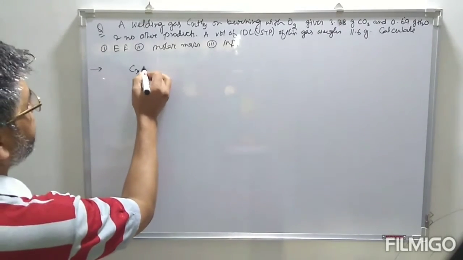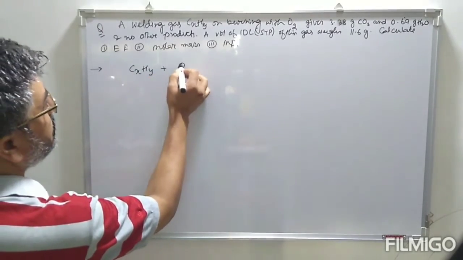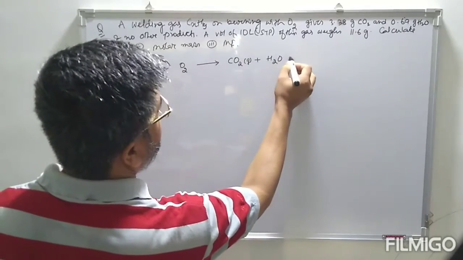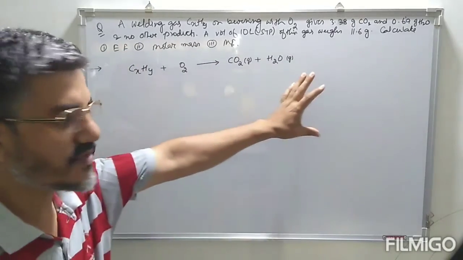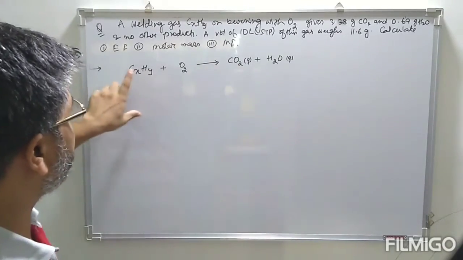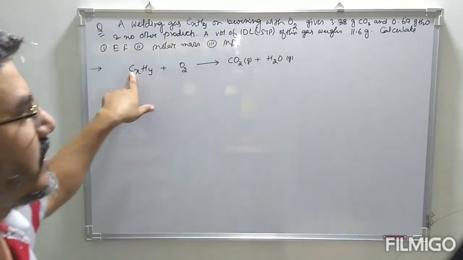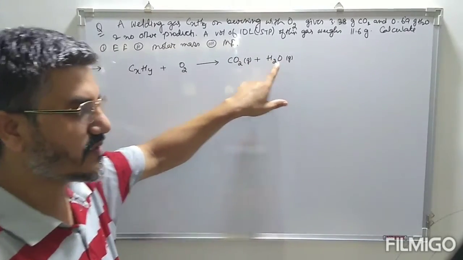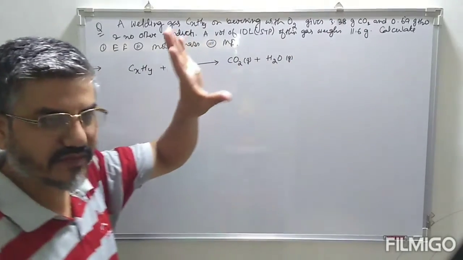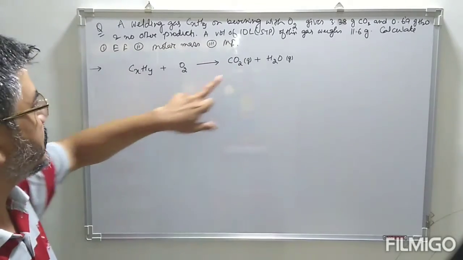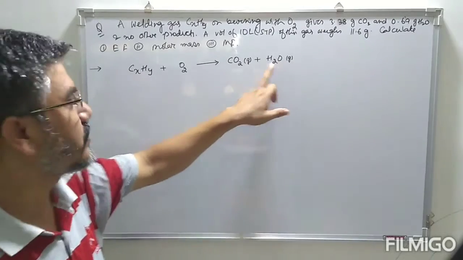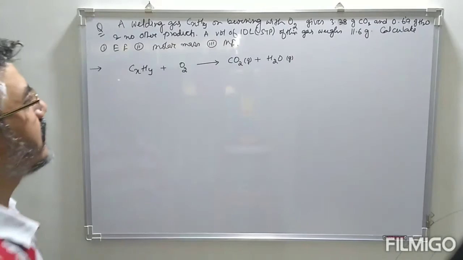So question says we have this CxHy, this gas on complete combustion with oxygen gives you carbon dioxide gas and H2O. No other product is formed along with this carbon dioxide and water. So look at this. The carbon present in carbon dioxide is coming from carbon present in this welding gas CxHy, and the hydrogen present in water is coming from this CxHy. So the number of moles of carbon in carbon dioxide will be equal to the number of moles of carbon present in CxHy. Similarly, the number of moles of hydrogen present in water should be equivalent to the number of moles of hydrogen present in CxHy.